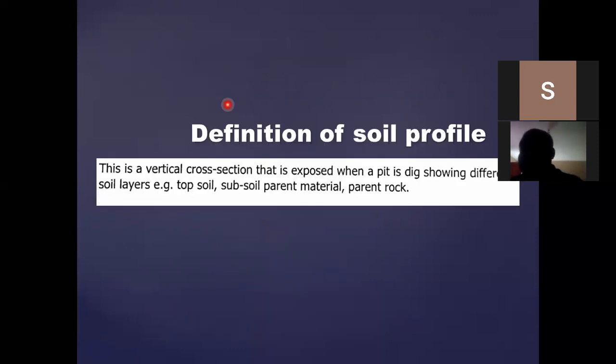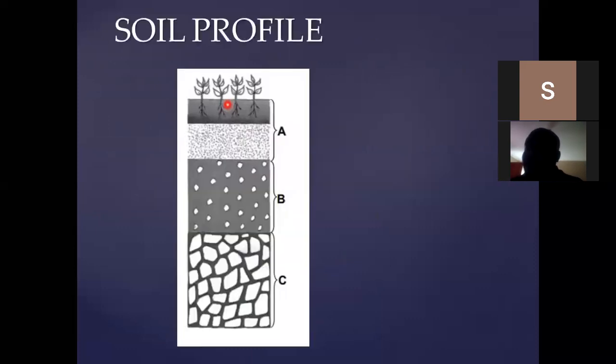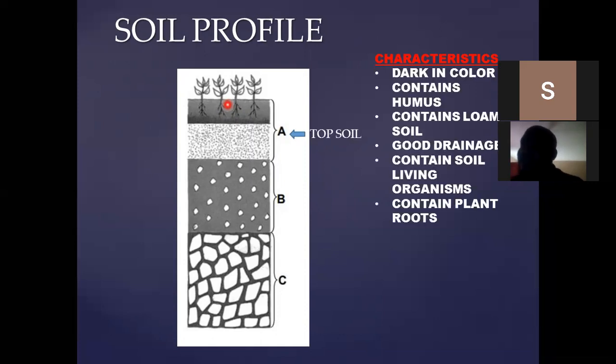Right, let's define soil profile. Soil profile can be defined as the vertical cross-section that is exposed when you dig a pit to expose the soil layers. So it shows the topsoil up to the parent rock. It can also be represented diagrammatically as layers A, B, C, and sometimes layer D. Layer A is well known as topsoil, and this topsoil has several characteristics. Layer B is known as subsoil, and layer C is known as parent material.